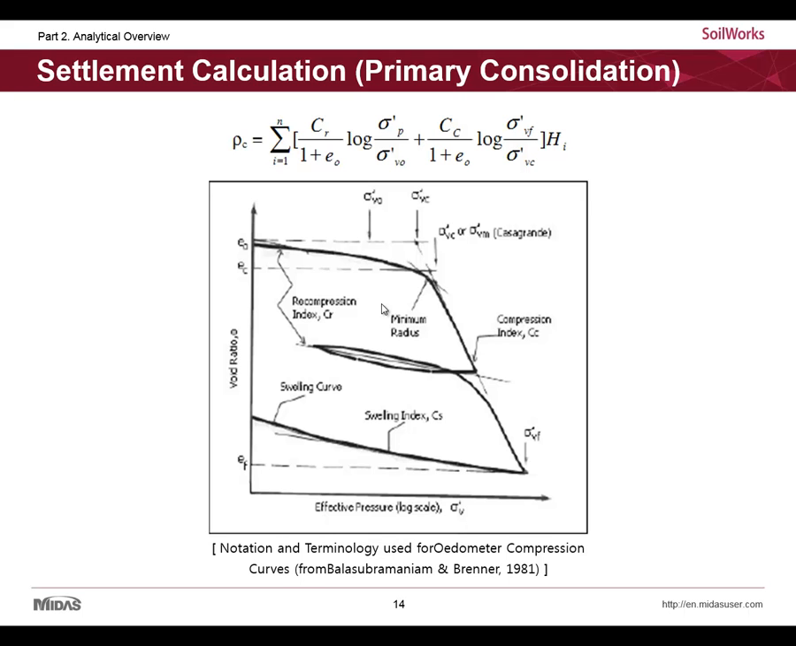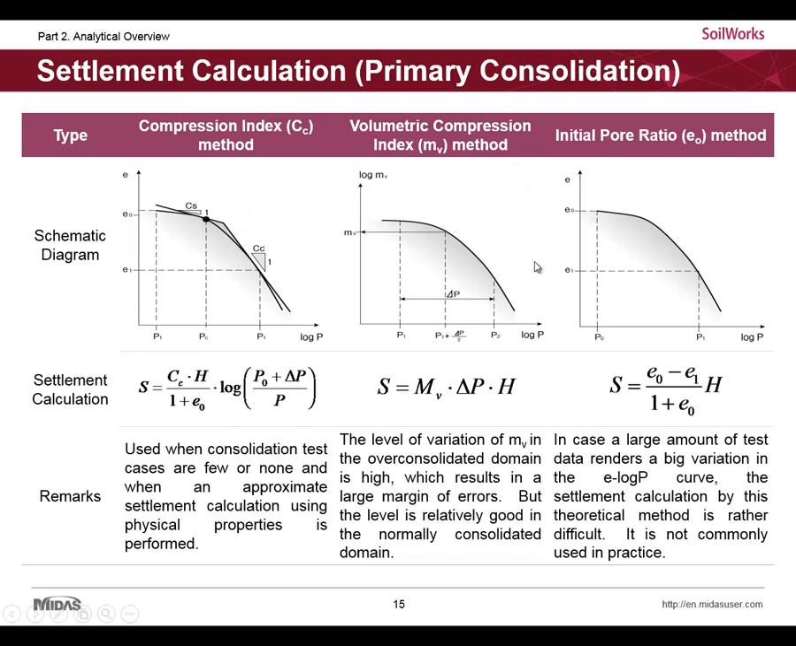The excess pore pressure dissipates with time and the clay undergoes further settlement due to volume changes. The rate of volume changes and corresponding settlement is governed by how fast the water can drain out of the clay under the applied loading. So one-dimensional primary consolidation settlement can be estimated using these oedometer consolidation tests and equations. And SoilWorks provides the following three methods to calculate primary consolidation.